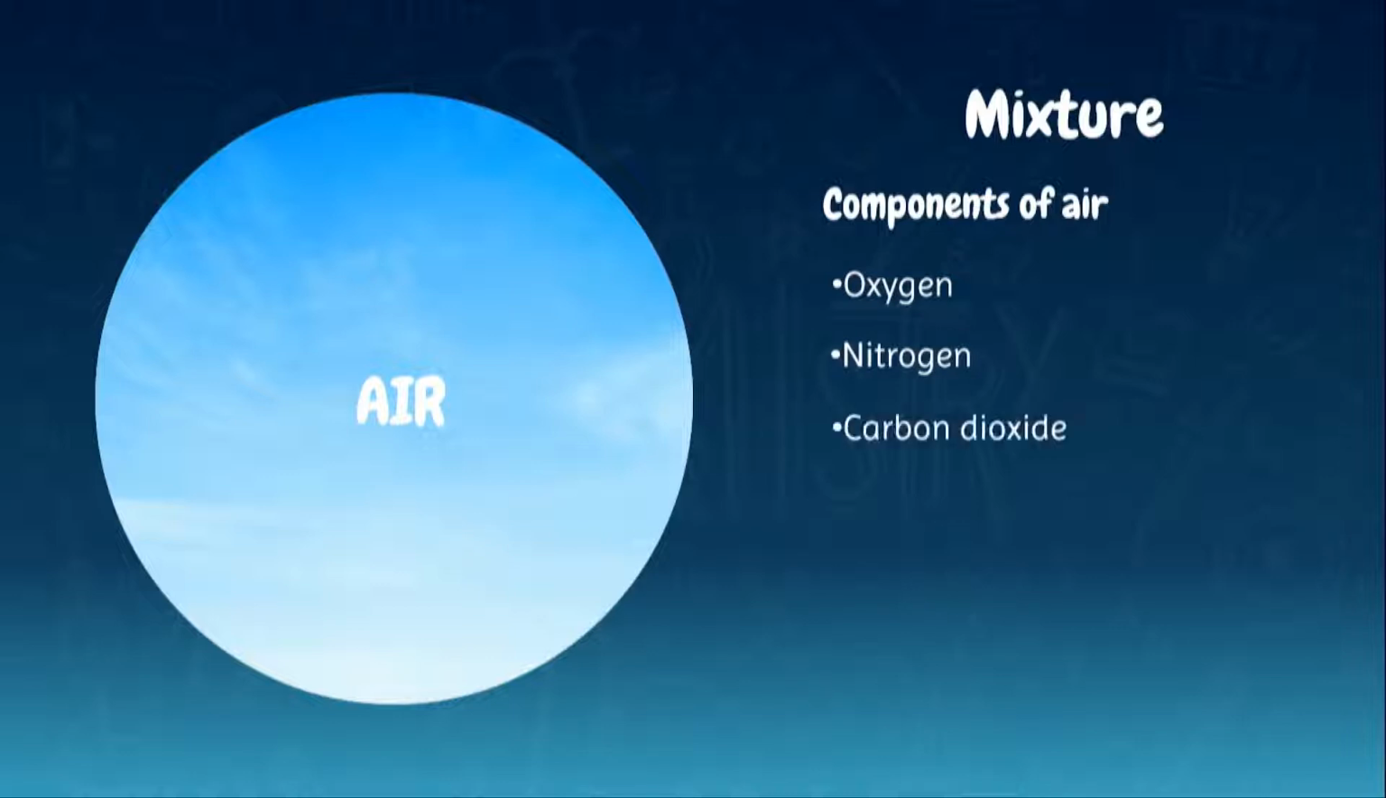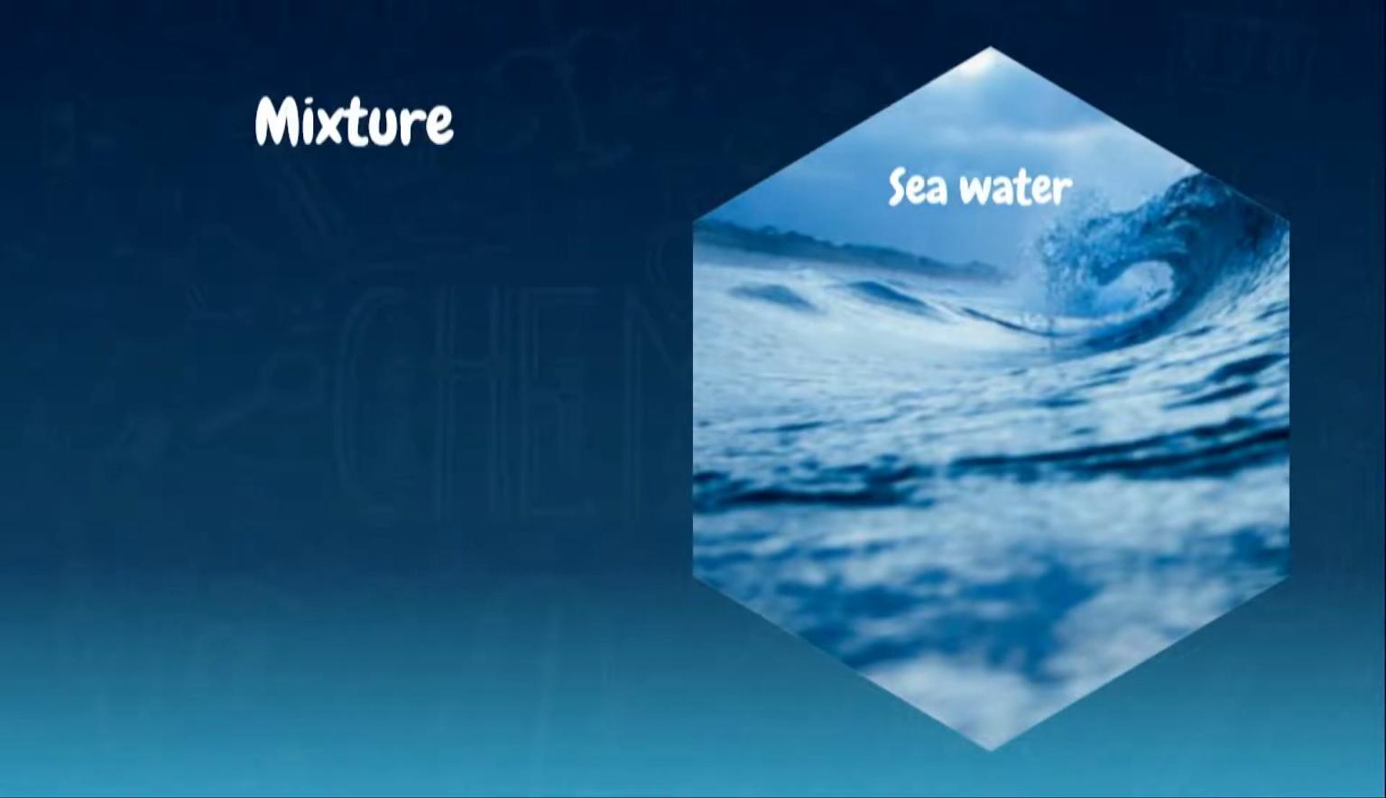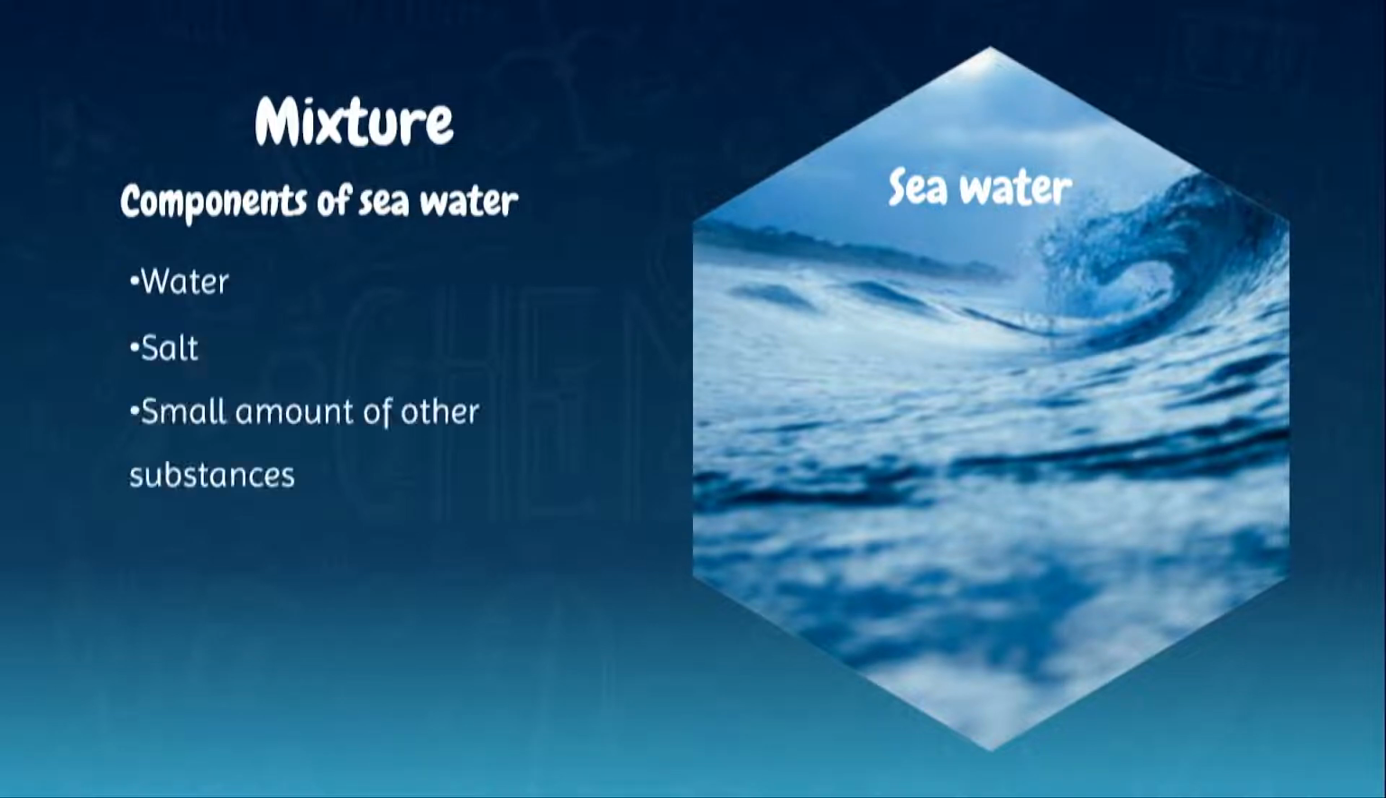You learnt in lower grades that air consists of several gases, such as oxygen, nitrogen, carbon dioxide, water vapor, and other gases. Hence, air is a mixture of gases. Seawater is salty. Seawater consists of water, salt, and small amount of other substances. Hence, seawater is a mixture.